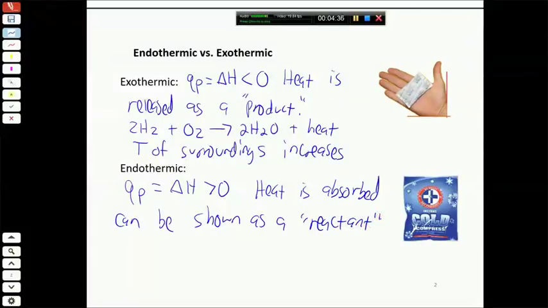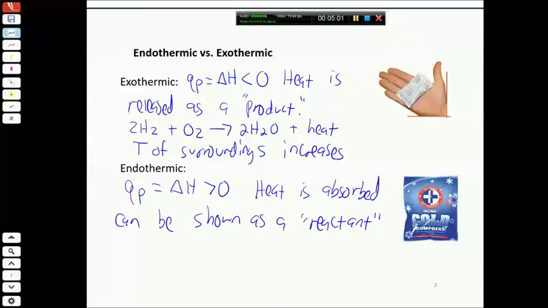All right, so an example of this is there are some instant cold packs that don't require you... question? Q_P is the heat measured at constant pressure. So Q is heat, and then when we put a little subscript P, it indicates that we're measuring it for a constant pressure process, which is specifically what you're doing when you're measuring delta H. And then, for an endothermic process, an example of this would be these cold packs.